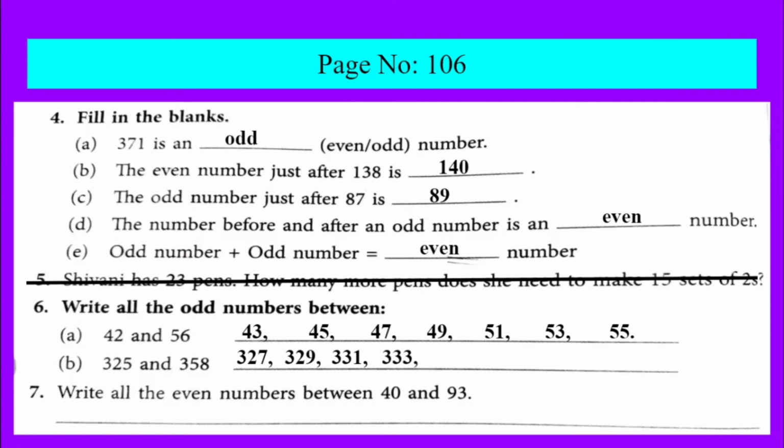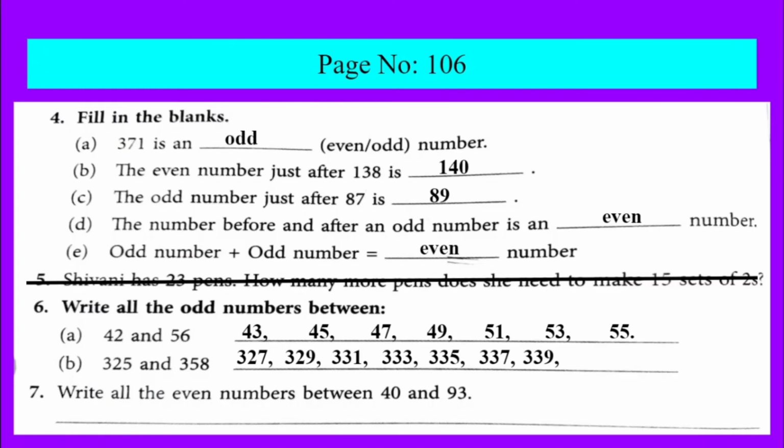After 333 we have 334, which is an even number. And after 334 we can write 335, which is an odd number. So we will write it here. So after 335, 336 is even, 337 is odd. So we can write 337 over here. 338 is even and 339 is odd. So children, like this we will go on writing all the odd numbers till 358.